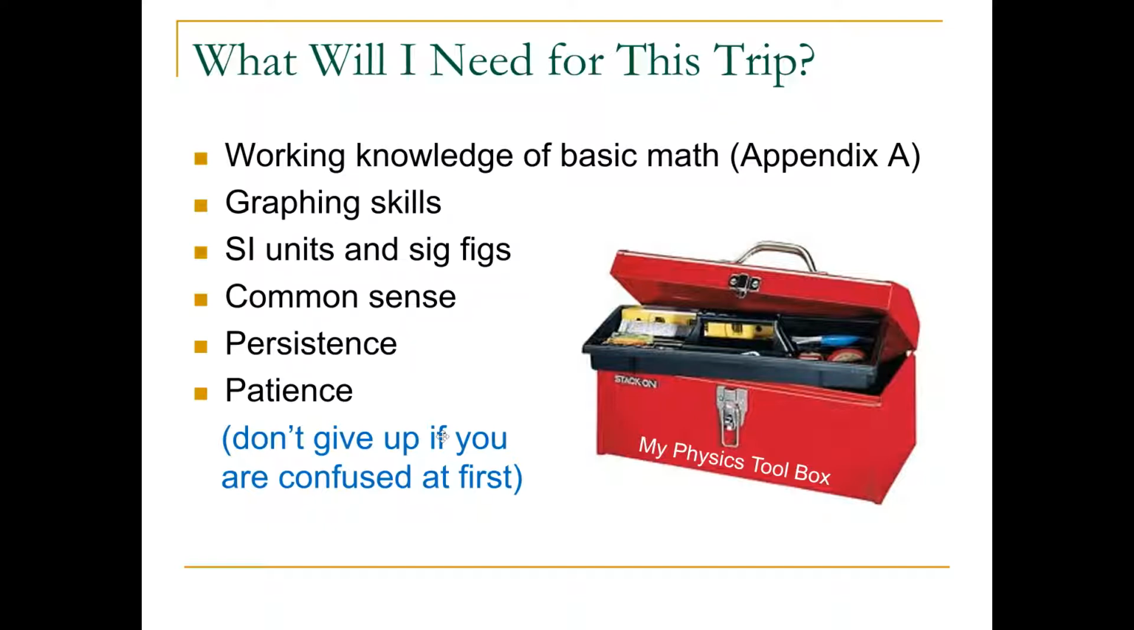So don't write an answer as 51.372568, because that implies you know that value much more precisely than you probably do. Common sense is super important. A lot of our problems you may be able to picture in your head. So if what you're picturing doesn't make sense, then that may give you a clue that you've made a mistake somewhere. And last, persistence and patience are very important.